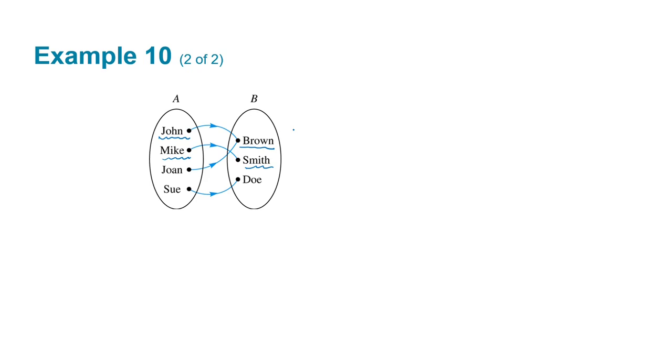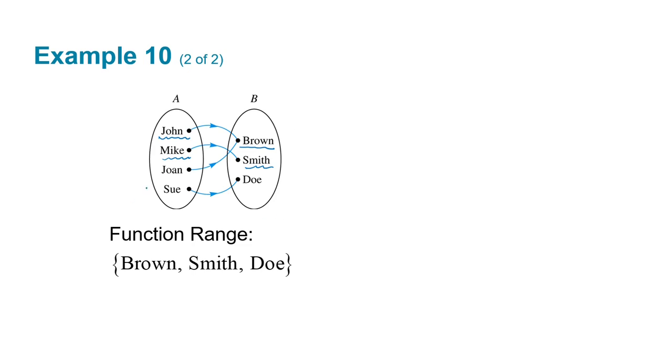So let's look at the range. The range would be Brown, Smith, and Doe, all of the outputs. And of course, the domain of this function would be all of the individuals, John, Mike, Joanne, and Sue. That would be the domain of this function.